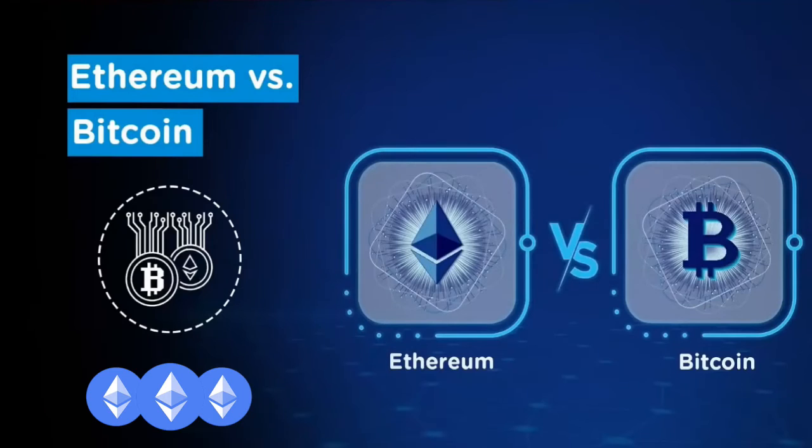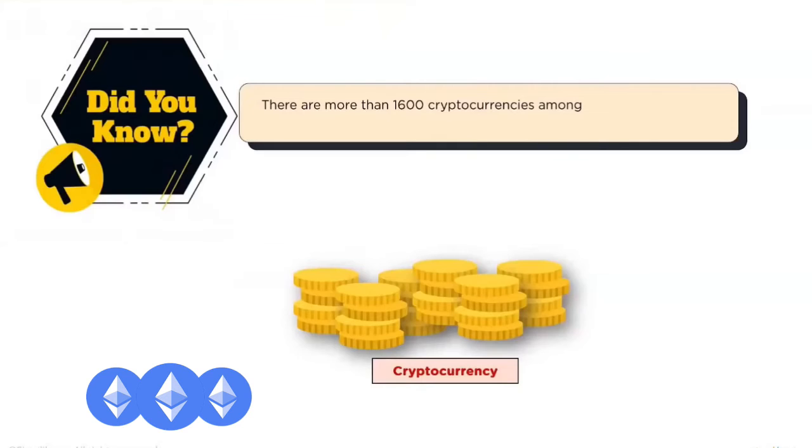In the previous videos, we covered what Bitcoin and Ethereum are. Let's proceed further and have a look at how they both differ from each other. Did you know there are more than 1600 cryptocurrencies worldwide?